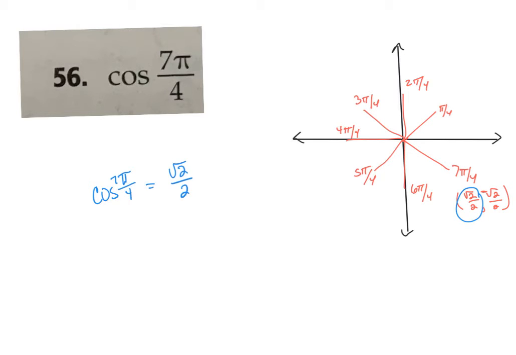My reference angle here is pi over 4. So I am still pi over 4 away. I'm 1 more pi over 4 away from my x-axis. So I know it's going to be a square root of 2 over 2. I just have to determine whether it's positive or negative. Cosine in the fourth quadrant is positive. So that's my answer.